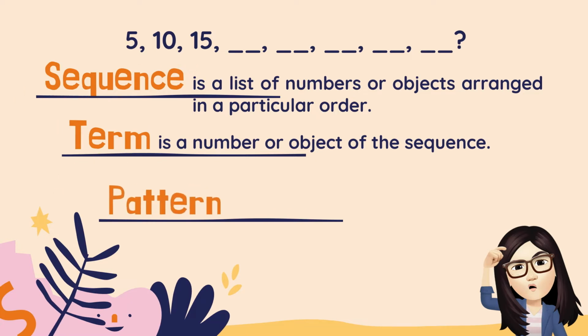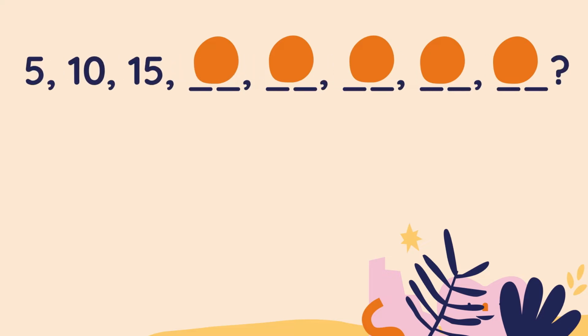And as you can see, there is a pattern. And what is a pattern? A pattern is a series or sequence that repeats. 5, 10, 15. You can see a pattern, right? In short, we need to look for the pattern to know the next terms. What do you think is the pattern in the sequence?